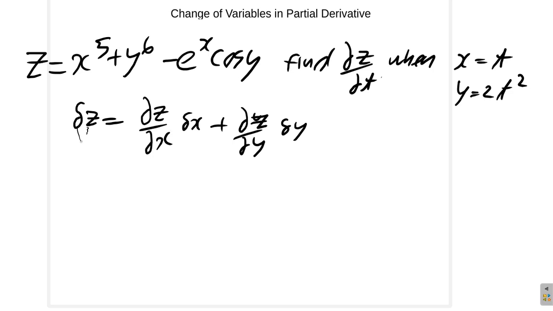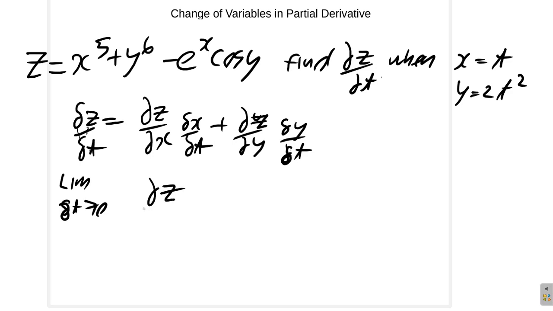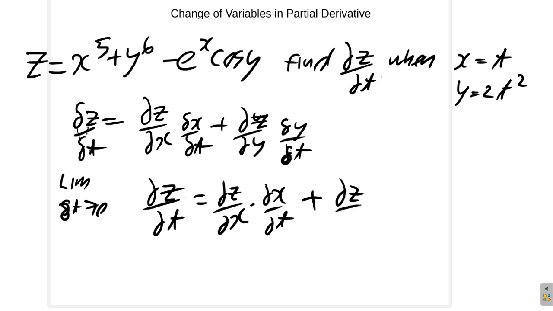let's take everything. Let's say z is changing with respect to time, so it's a change in z divided by a change in time. You have divided by a change in time here and divided by a change in time here. Now, as the limit of delta t tends to 0, the partial of z with respect to t is equal to the partial of z with respect to x times the partial of x with respect to t plus the partial of z with respect to y times the partial of y with respect to t. Alright? So you need to find each of them.